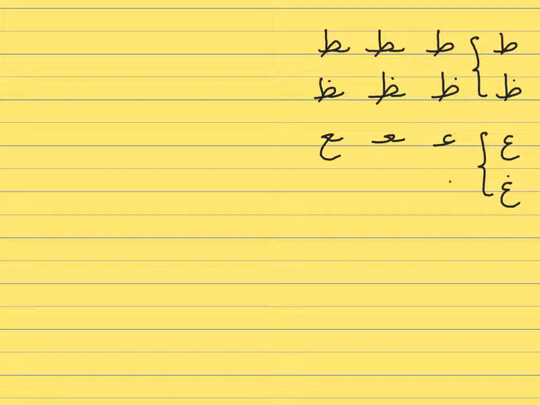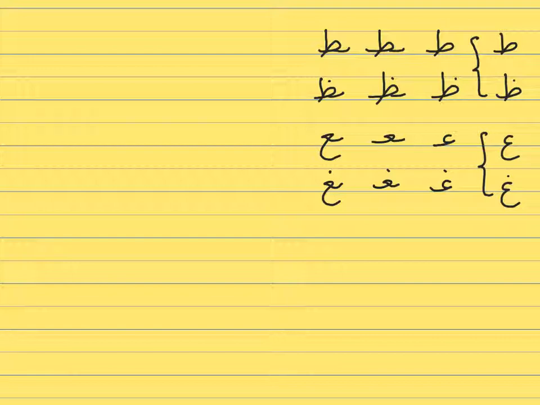Ghain is similar to ain. So this is your ghain. This is your middle ghain, and this is your final ghain. So these are the three shapes of ghain. So we have ta, za, ain, ghain.